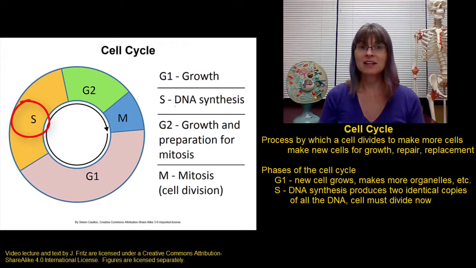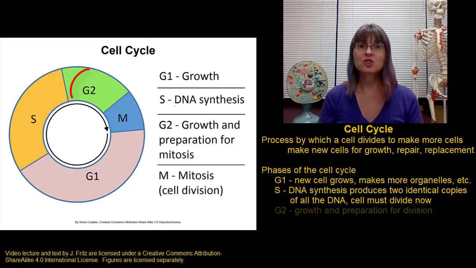The S phase stands for synthesis, and this is when the DNA is synthesized. The DNA that's in the cell is copied so that now we have two identical copies of the DNA. This process, called DNA replication, only happens when a cell is going to divide. If a cell isn't going to divide, it isn't going to copy its DNA. Once we have two copies of the DNA in the cell, it's committed to finish the process of division.